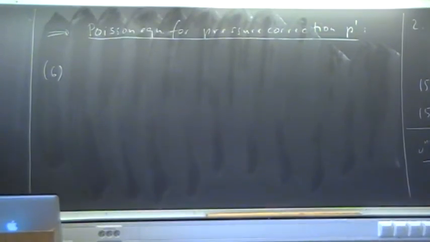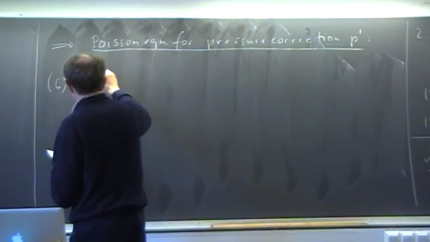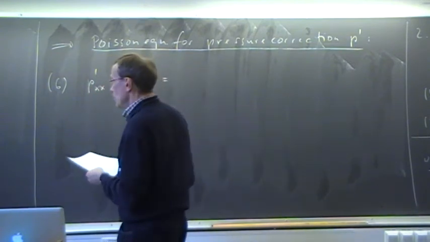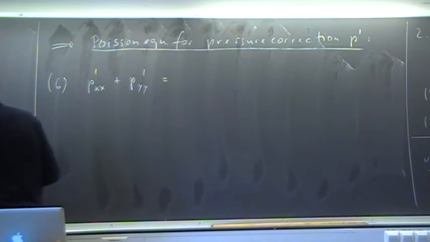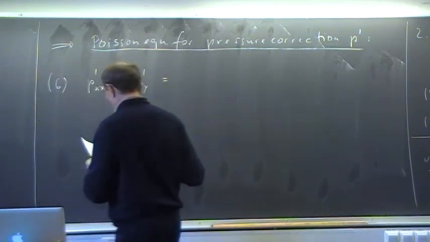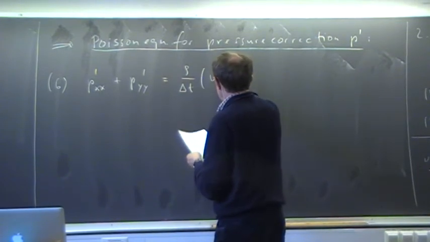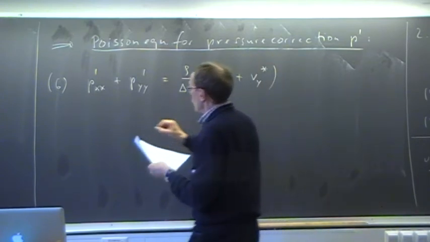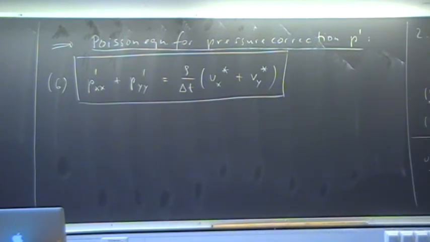That is equation 6. If we take this here to the right hand side, then we will get p'_xx plus p'_yy is equal to, and now we still have the u*_x and the v*_y, and we multiply that by rho over delta t. So that is the rho over delta t, and then we have here the u*_x plus the v*_y. Remember, we know the u star and the v star from the first step. That we have determined by the explicit Euler method in the first step.